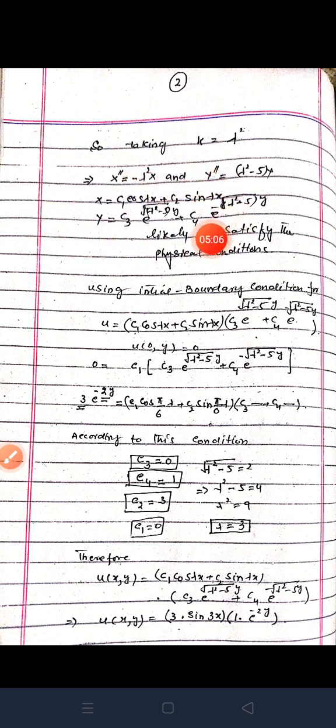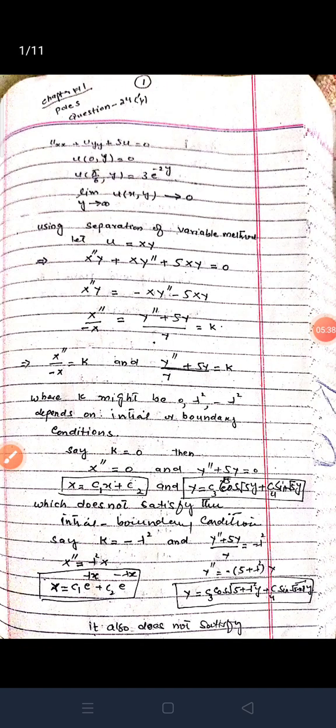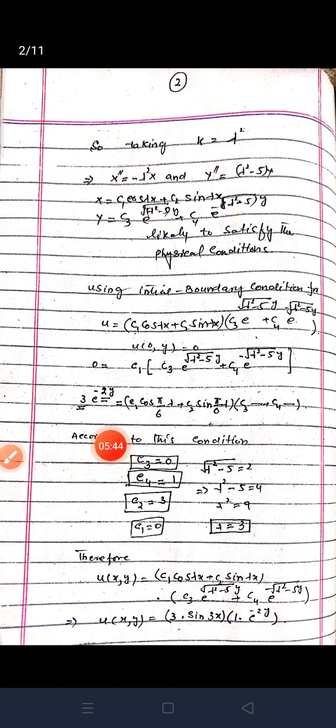Putting these two values into u, we get u is equal to X into Y in terms of x and y. Now according to the condition, u(0, y) is equal to 0. So what is u(0, y)? When x is equal to 0, putting x is equal to 0 in this equation, we get this expression. Okay, and if we take the derivative of this equation, according to our condition, put x is equal to pi over 6.